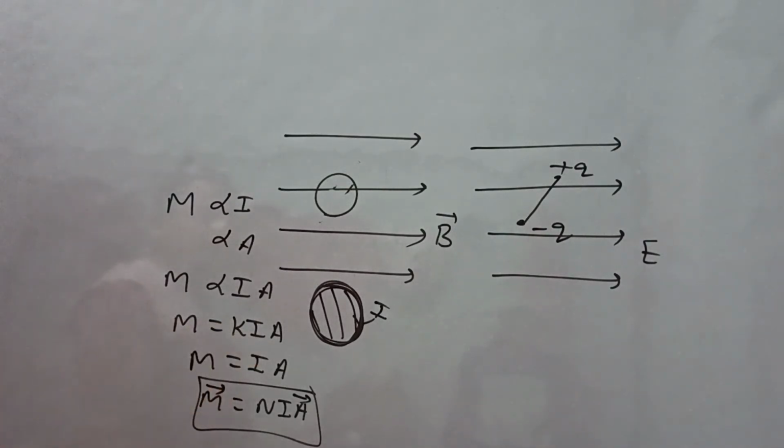This is the formula. And this is also used when we have already deduced the torque on a loop placed in a magnetic field; there we use this M in place of NIA. N is the number of turns, I is the current, and A is the area vector.